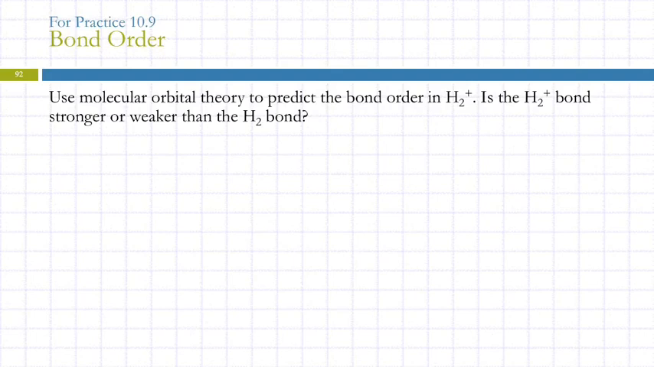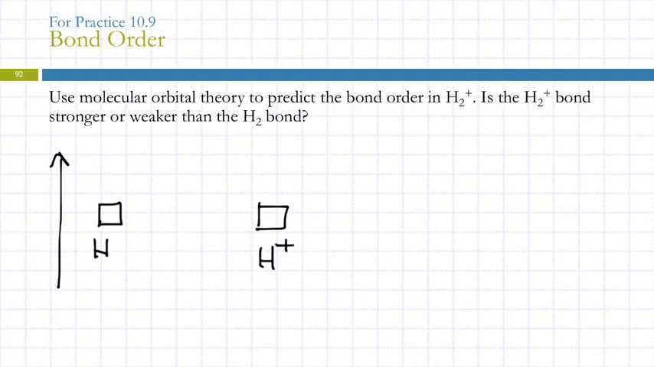Okay, we should be able to do something like this. Use molecular orbital theory to predict the bond order in H2+. Is that bond stronger or weaker than an H2 bond? So how do we do this? Well, we need to draw that little diagram. So we have energy going up, and then over here we have a hydrogen atom, and over here, this is H2+, so this one's going to have to be H+. The positive charge means it's missing an electron, so we've got to take an electron away from one of these.